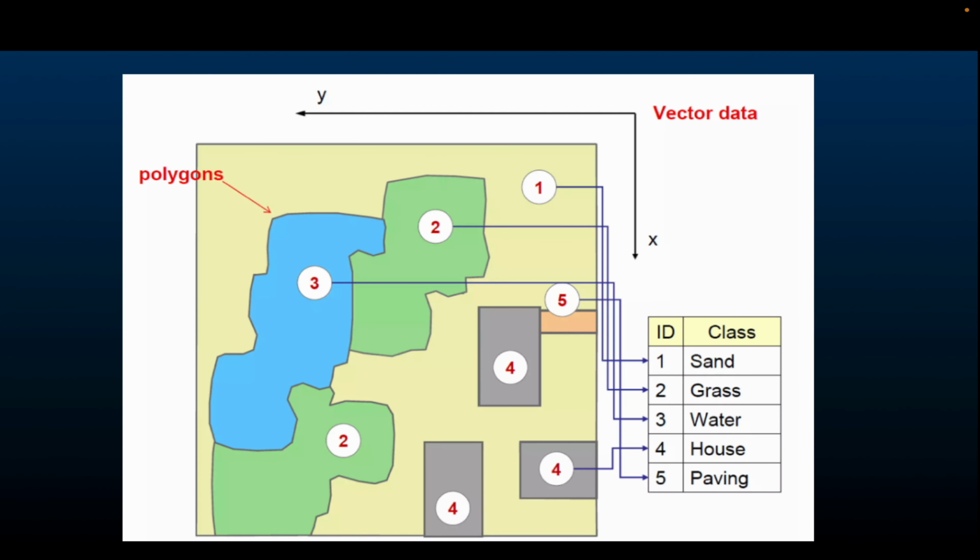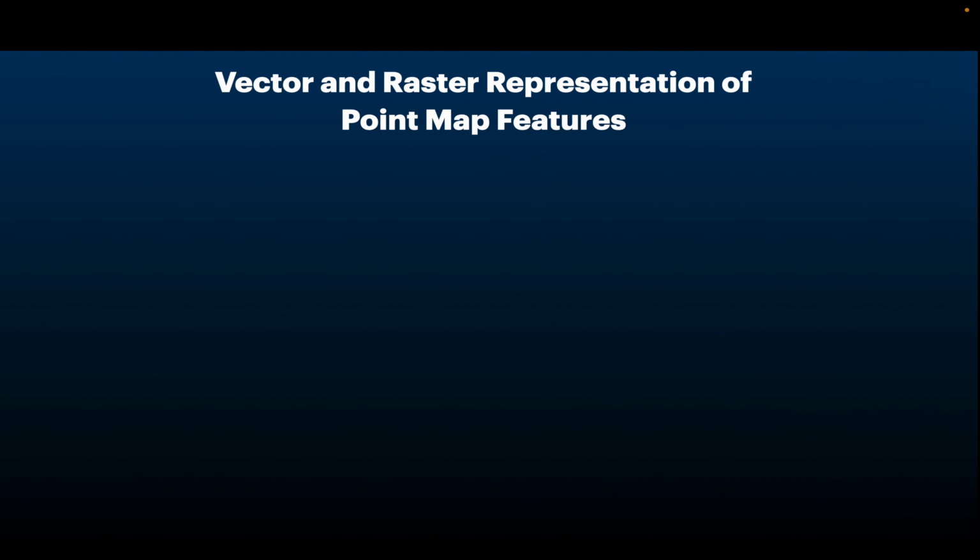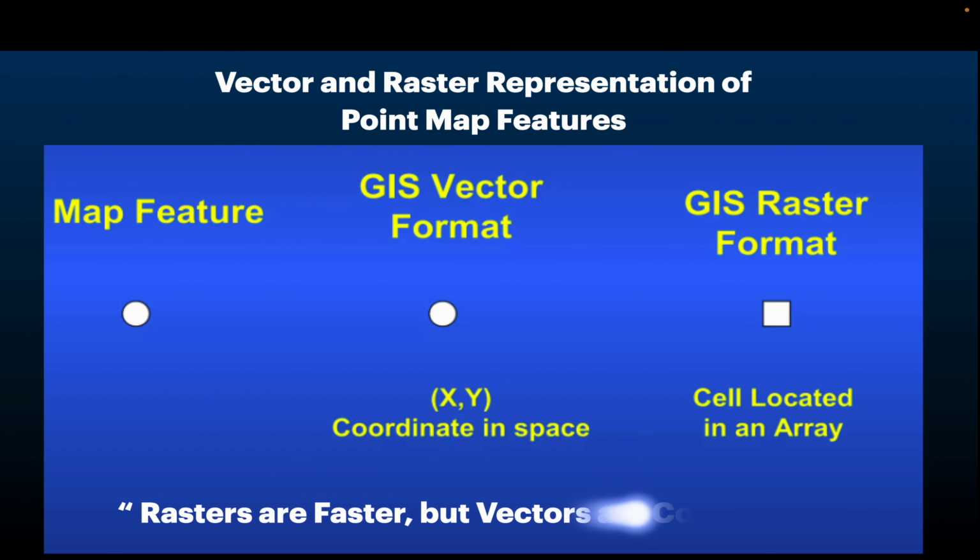This is the vector data, polygons, and polygons also have information, and we just demonstrated it using Google My Maps as well as QGIS polygons. So I guess now you understand what vectors are and how they can be created. This is the map feature, a dot. The GIS vector format would also be a dot, having the coordinates x and y, latitude, longitude, and the GIS raster format is in the form of a cell, pixel.